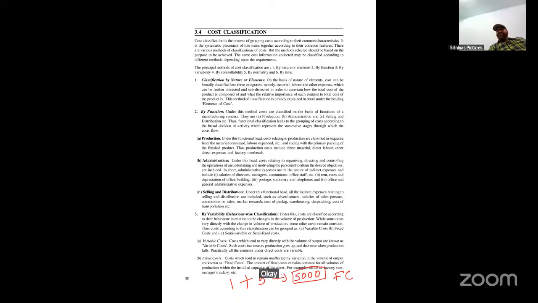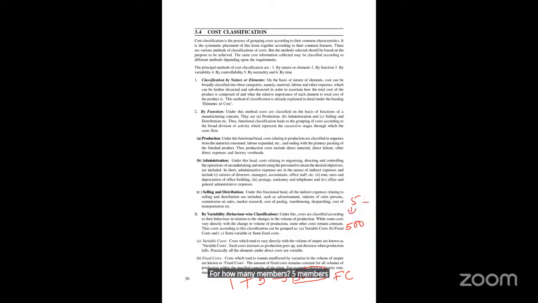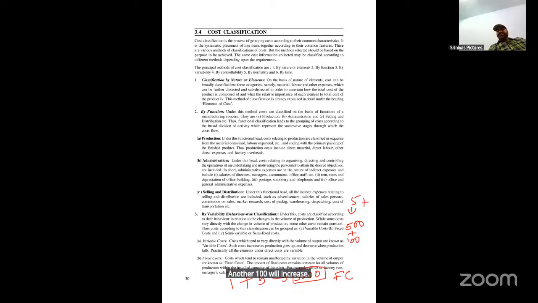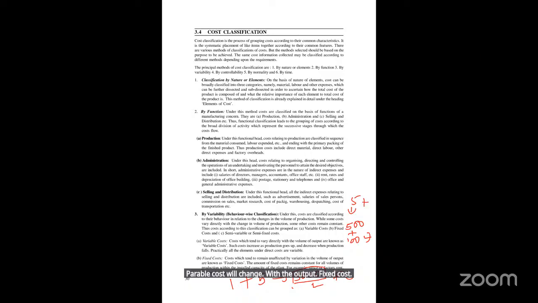For example, these 5 members' per day lunch cost is 500. For how many members? 5 members. If one person is added, it will be 600. Another 100 will increase. This is variable cost. What is the difference between fixed cost and variable cost? Variable cost will change with the output. Fixed cost will not change with the change of output. Is it clear? Yes, sir. Next.